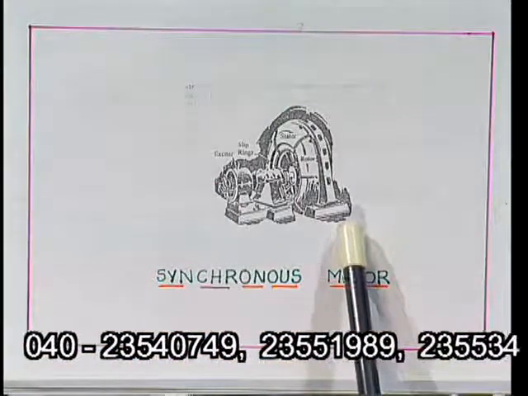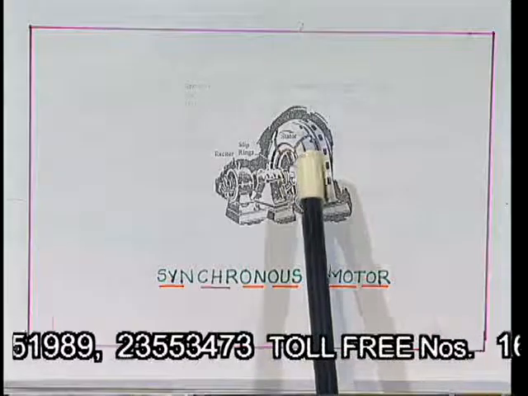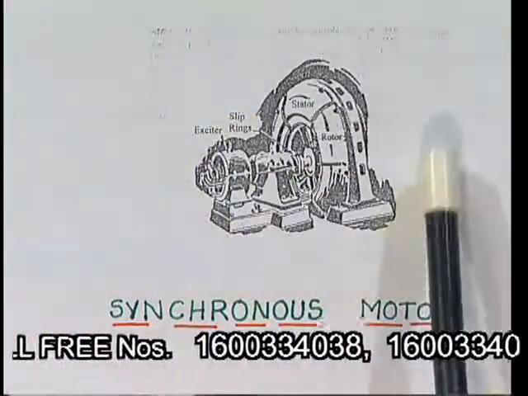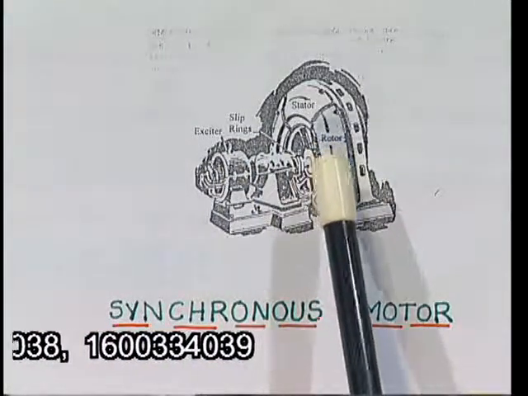Here I have shown the diagram for the synchronous motor. You have the exciter and slip rings will be provided, contains stator and rotor. So this is most widely used for refrigeration and air conditioning for larger units only.